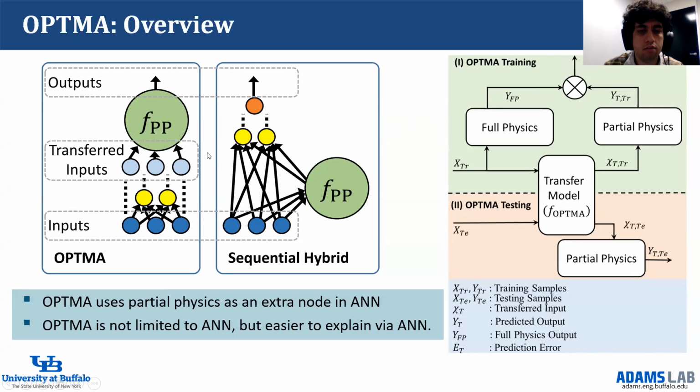So let's see how we can solve this problem and use the partial physics as the final stage. And on the right, we see how its loss is calculated. The initial input is going to this transfer model, which we call OPTMA. And then the transferred input goes to the partial physics, and the prediction is calculated, and we compare it to the full physics and calculate our loss. So this is how we are going to calculate its loss.